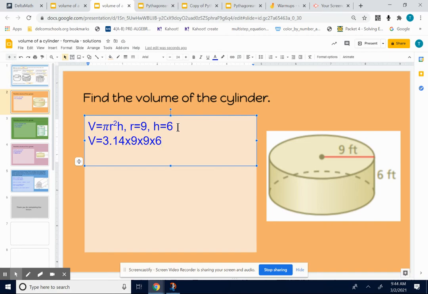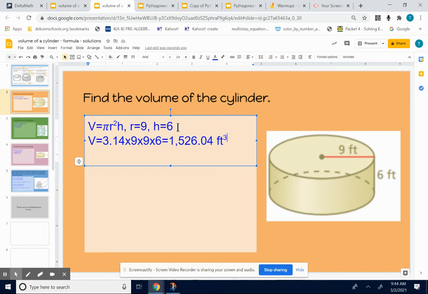Okay, I'm just using a calculator. And I am getting about 1,526.04 cubes. Okay, cubes. So I got to label it as feet cubed. Okay, remember control period to get the exponent. So 1,526.04 cubic feet.